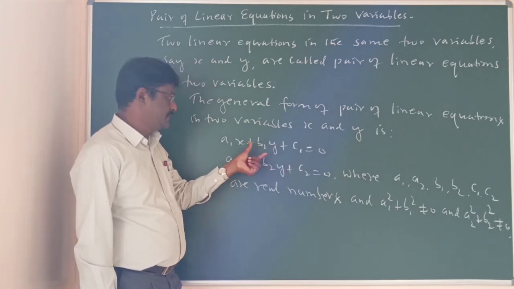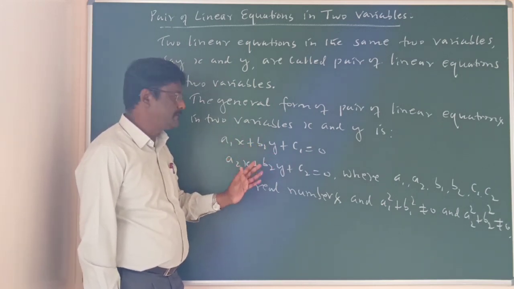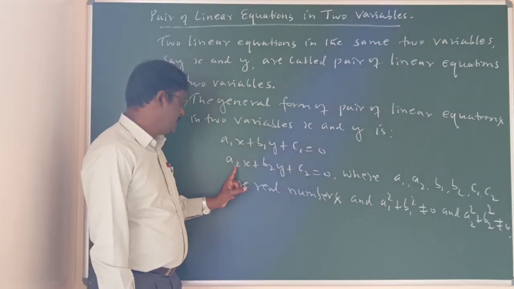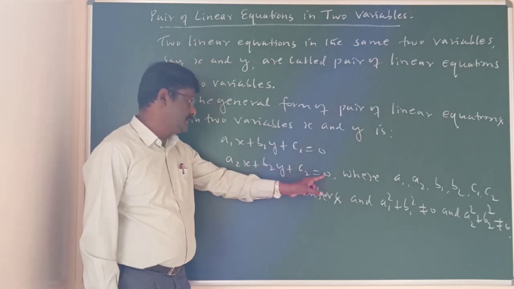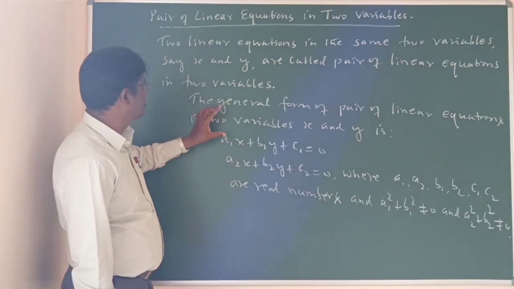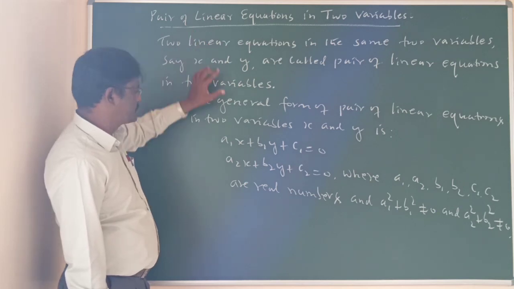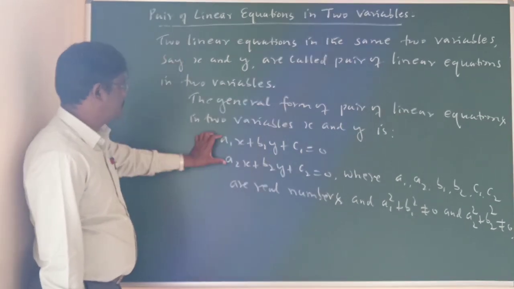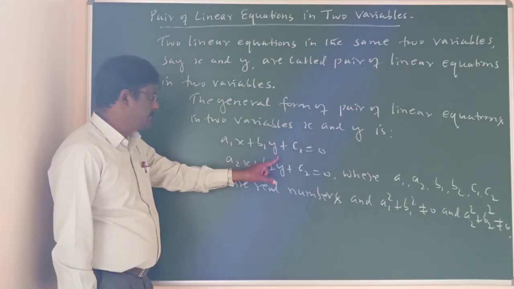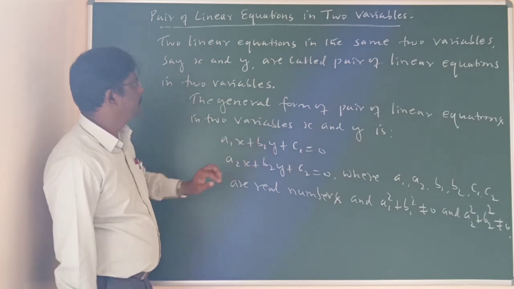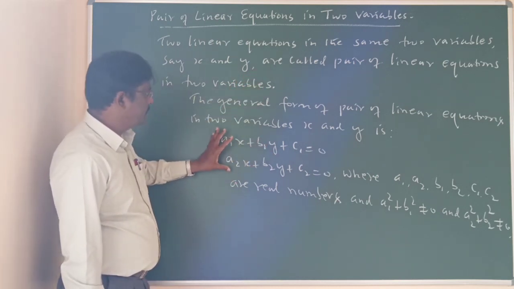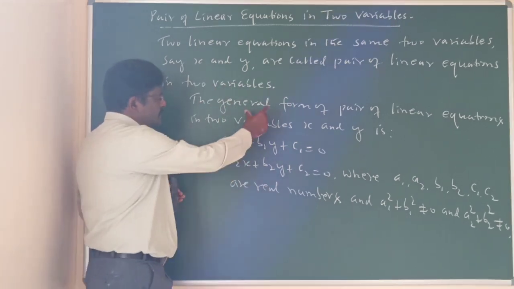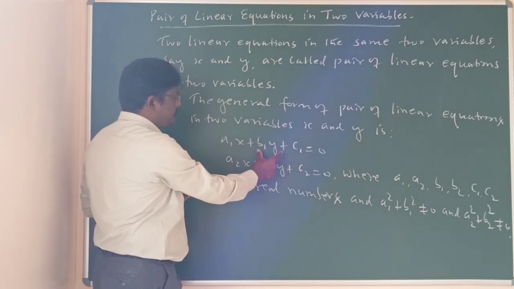Any two linear equations with two variables of the form a1x plus b1y plus c1 equal to 0, a2x plus b2y plus c2 equal to 0. This system of equations we call a pair of linear equations in two variables. See the definition: two linear equations in the same variables, say x and y, are called a pair of linear equations in two variables. This is the most general form of a pair of linear equations.